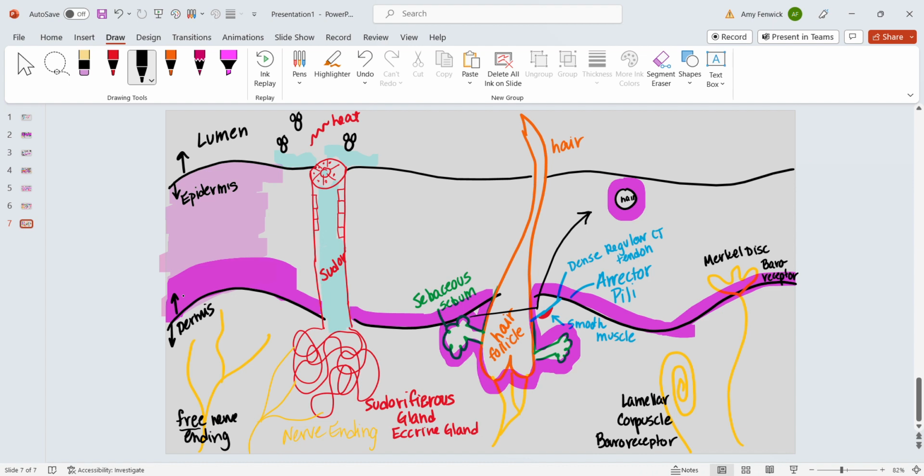So these are what are called accessory organs of skin. Some people don't consider them full organs. Hair, yes. The glands, not everybody agrees on that.